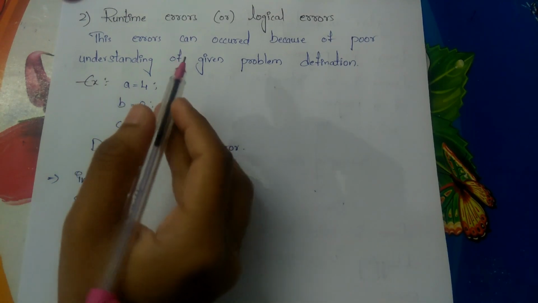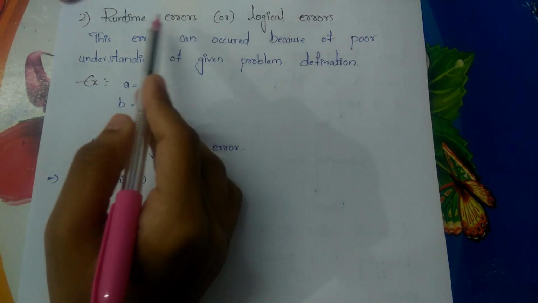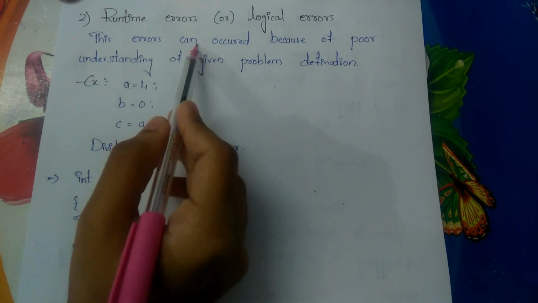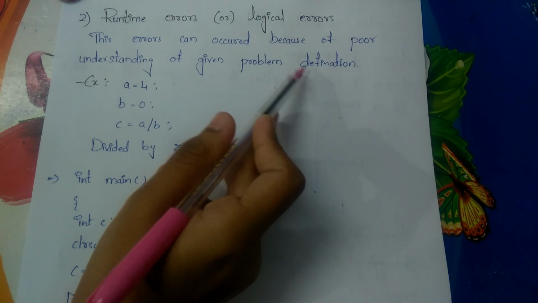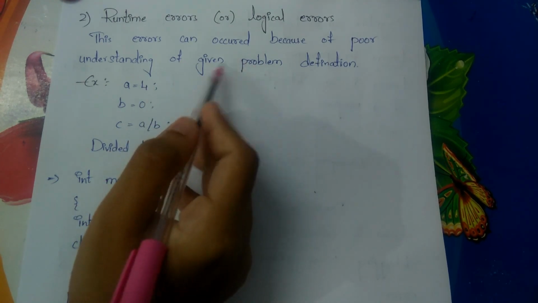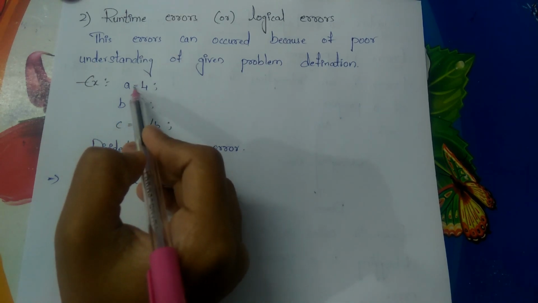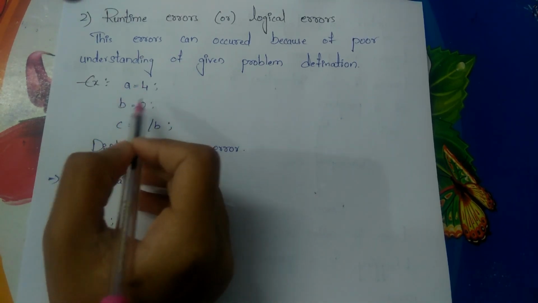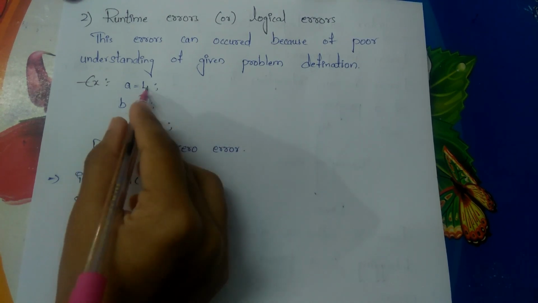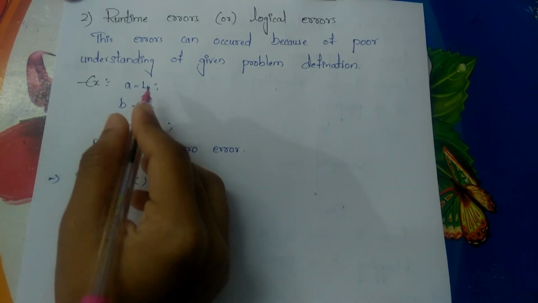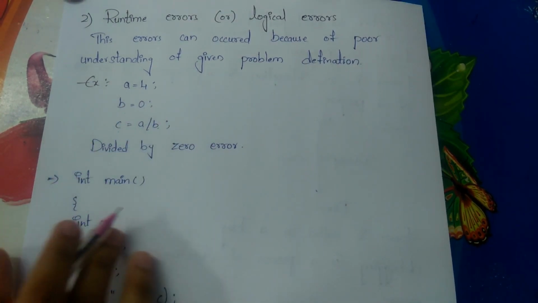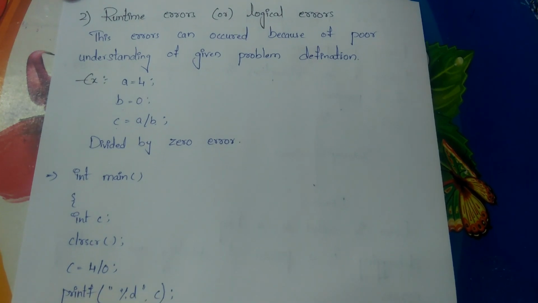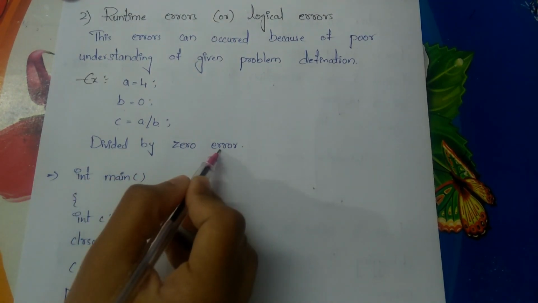The next type is logical errors. Logical errors are also called runtime errors. These errors can occur because of poor understanding of a given problem definition. Whenever we write a program, because of poor understanding, these errors will occur. For example, a is equal to 4 and b is equal to 0. When we divide a by b, the result will be stored in c. We cannot divide 4 by 0. We get it as infinite, but in programming that is an error. That error is called a logical error. Any number divided by 0 is an error.